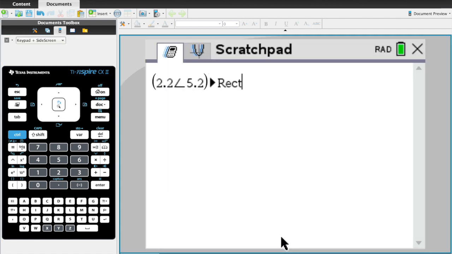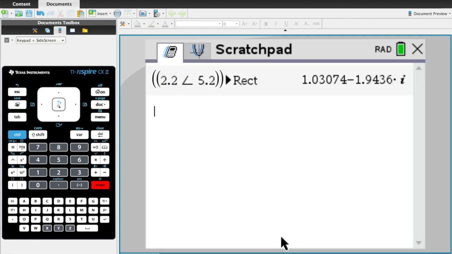Now this is going to look a little bit weird because the nspire thinks of it as a complex number. The real part is the x value. The imaginary part is the y value. So you could go ahead and write this as 1.03 for the x and negative 1.94 for the y. All right, so that's just a little bit different.